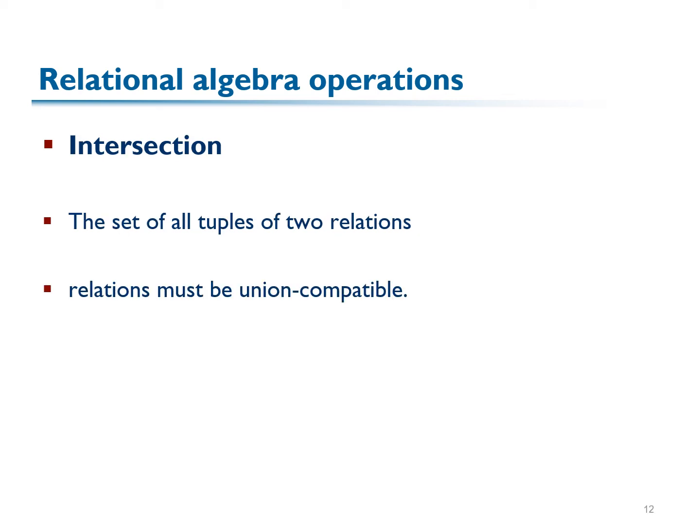The fifth relational algebra operation in this lecture is the intersection operation. This operation defines a relation consisting of the set of all tuples that are in both relations R and S. R and S must be union compatible.